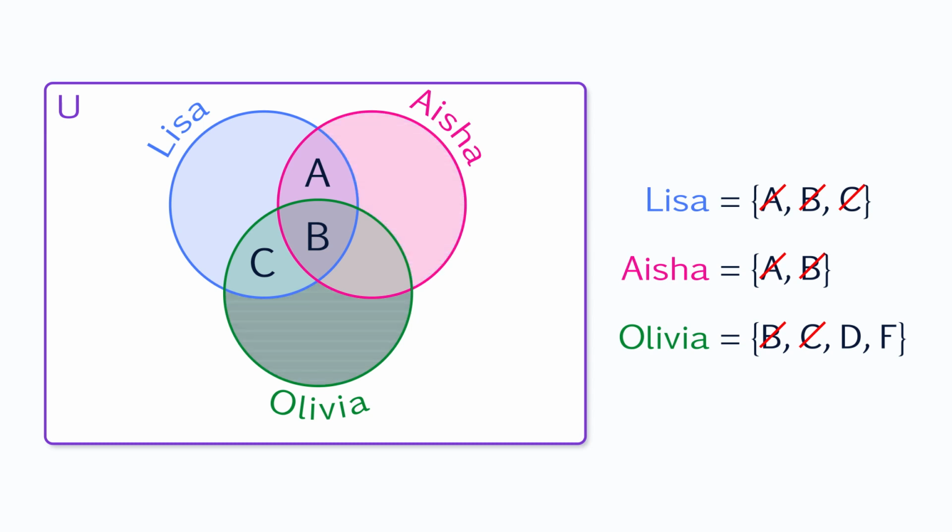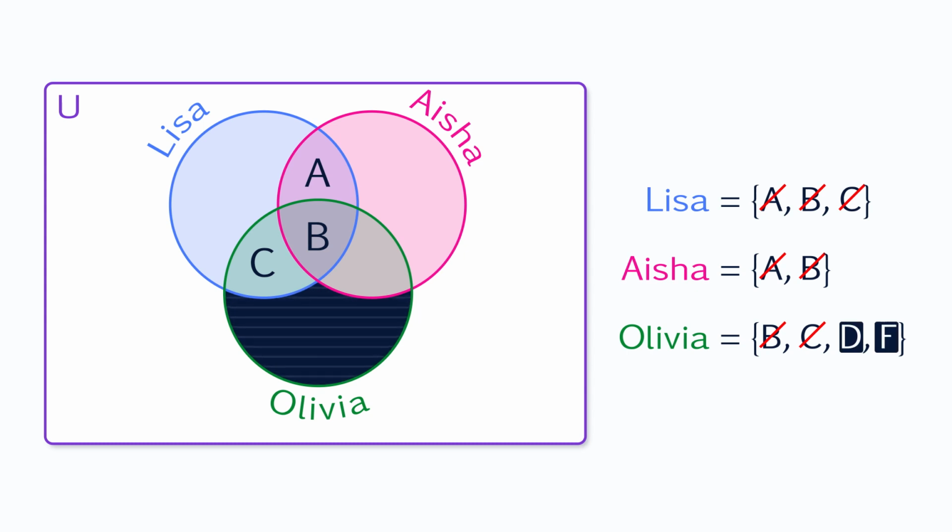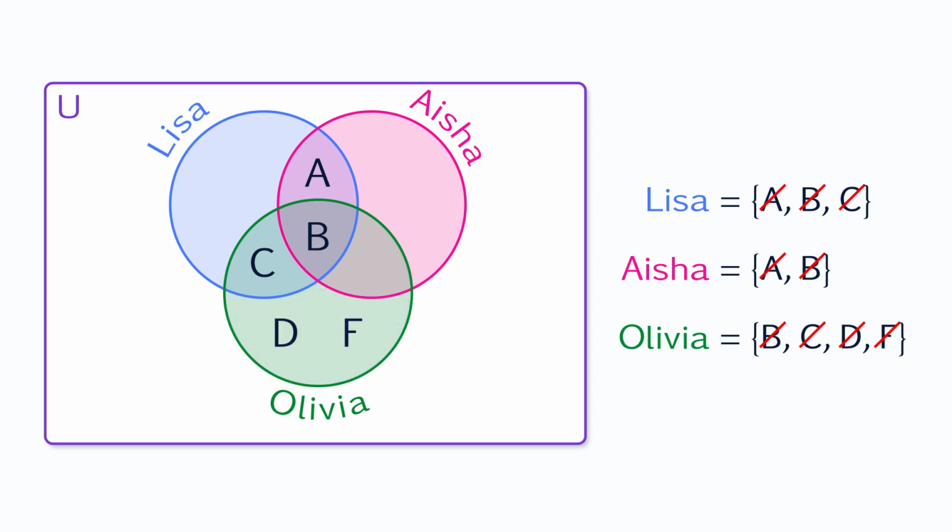You have now come to this region of Olivia's circle. Two elements remain in Olivia's set, the letters D and F. These two elements are not present in any of the other two sets. You can therefore move both of them to this region. But you are not finished just yet.